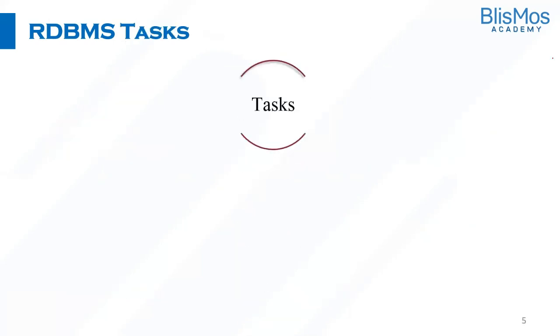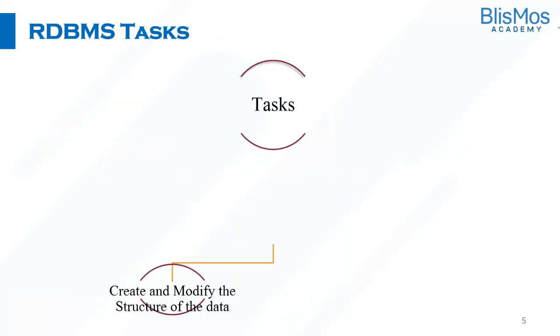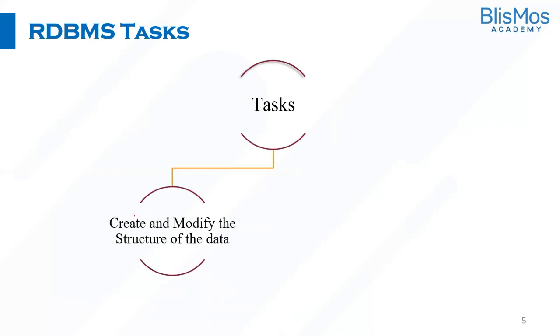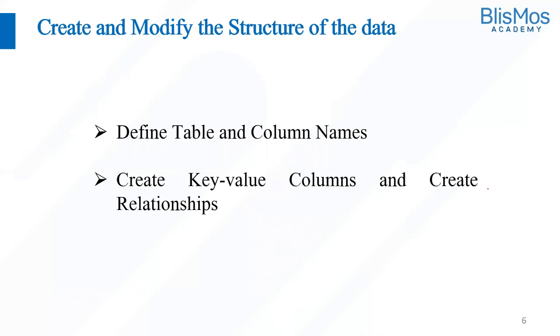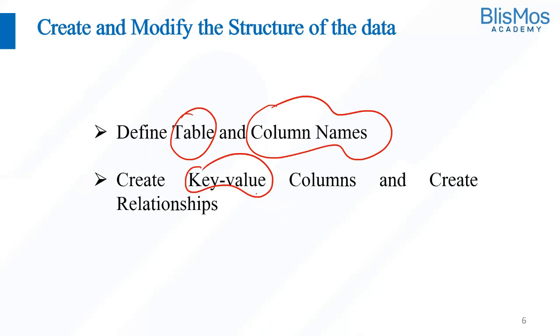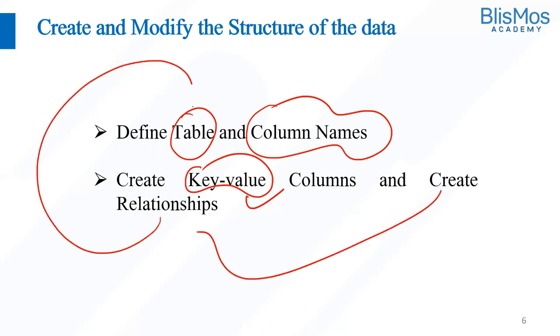RDBMS has two important tasks at a high level. First being create and modify the structure of the data. The second one being manipulate the data records. When we say create and modify the structure of the data, what exactly are we doing there? We are defining the table and column names. We create the key values for the columns. With that, we'll be able to create the relationships between the tables.